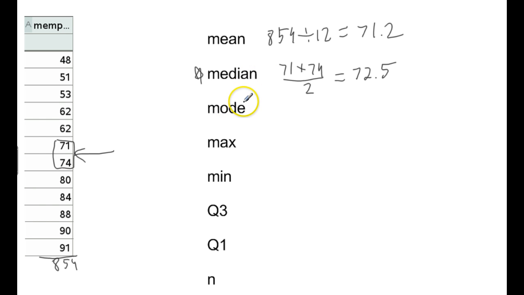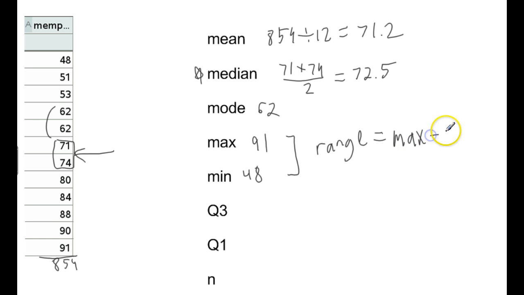The mode in this case is just the most repeated term. You can see that there are two 62s, so 62 is the mode. The max is the highest temperature, which would be 91. The min is the lowest, which is 48. Incidentally, the difference between those is the range, when you do the max minus the min. That's the range of the data. So 91 minus 48, that would be the range.